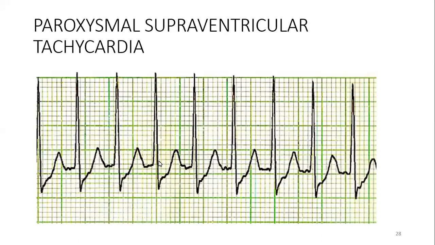So this is what it looks like. So you can see a P wave, QRS complex. You can't really distinguish the P from the T waves. So the P is usually buried in the T waves. But you can see that the RR intervals are regular.